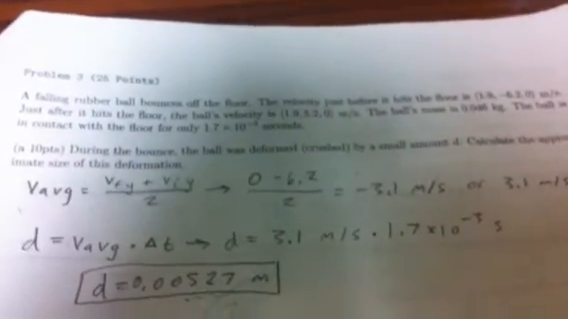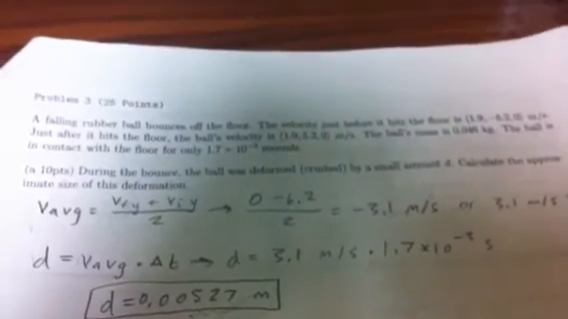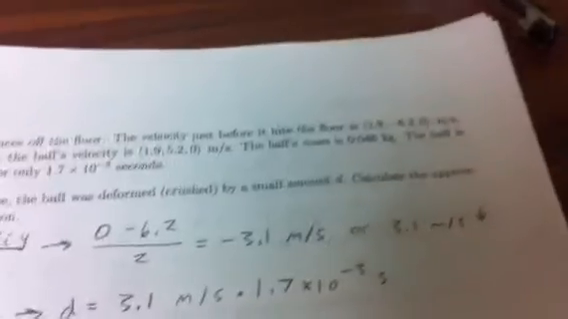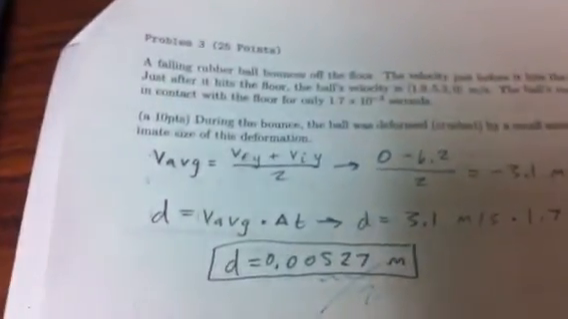So we're trying to find, during the bounce, the ball was crushed by the floor a small amount, distance d, and we want to calculate that d. So I did it on the back of my test.